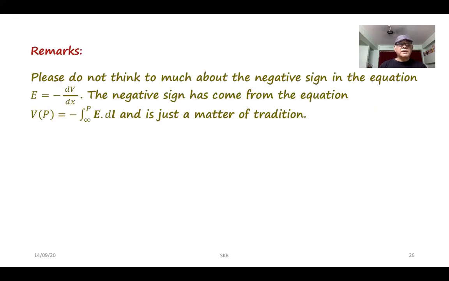Remarks. Please do not think too much about the negative sign in the equation E equal to minus dV/dx. The negative sign has come from the equation V at P equal to minus integration from infinity to P of E dot dl, and is just a matter of tradition.